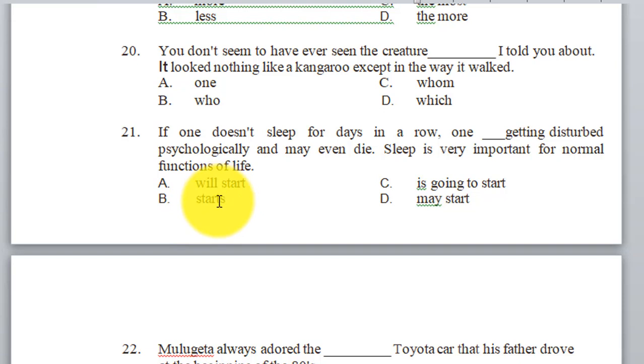Start, because start, begin, leave, lands, take off, and close, end: these are simple present verbs. It doesn't have any future here. Will start, is going to start, and may start: it doesn't have such kind of structure.